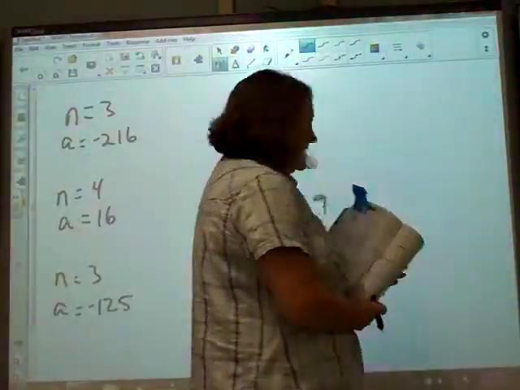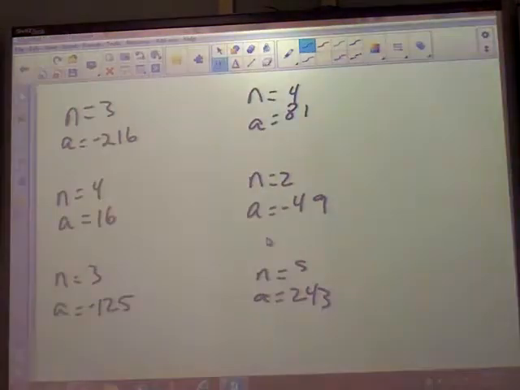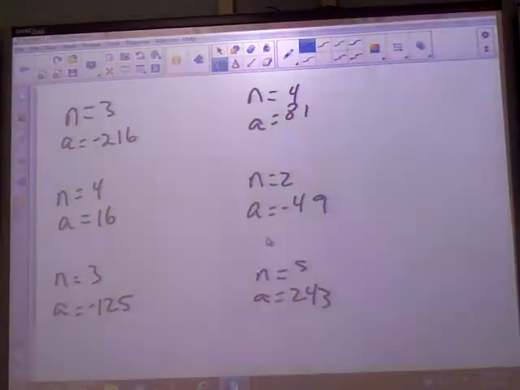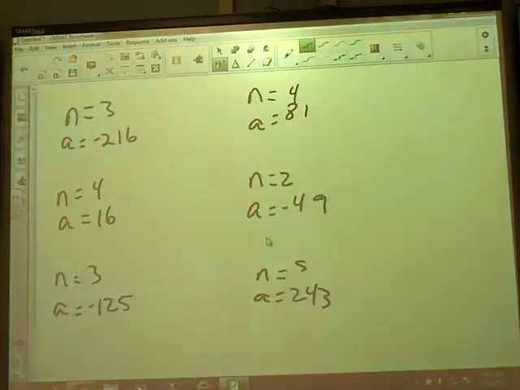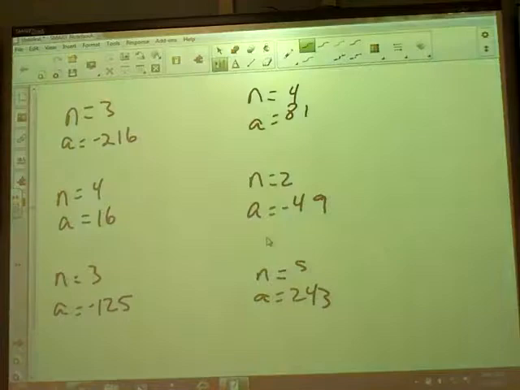Alright, we got 6 problems here. They all start off with an n equals and then an a equals. So you got n equals 3, a equals negative 216; n equals 4, a equals 81; n equals 4, a equals 16; n equals 2, a equals negative 49; n equals 3, a equals negative 125. The last one is n equals 5 and a equals 243.